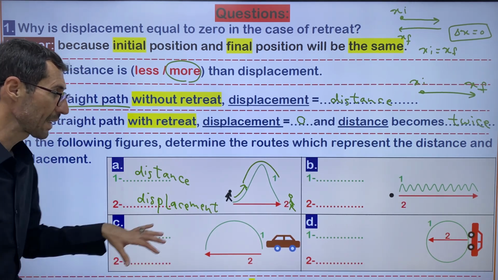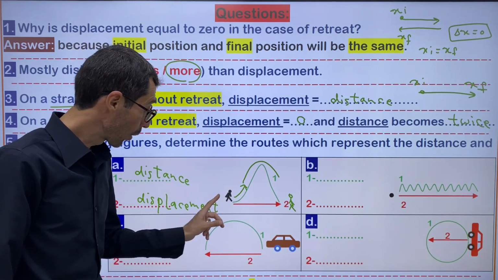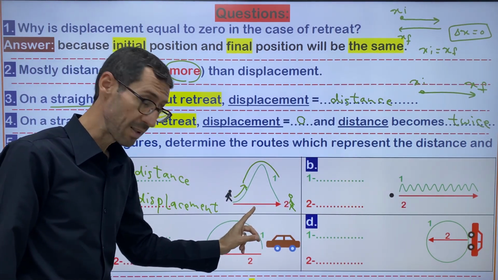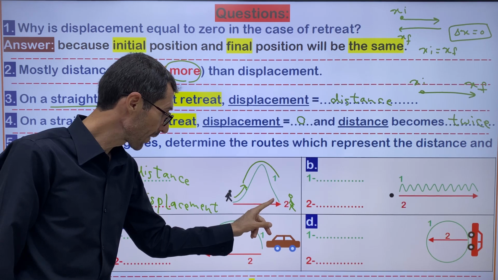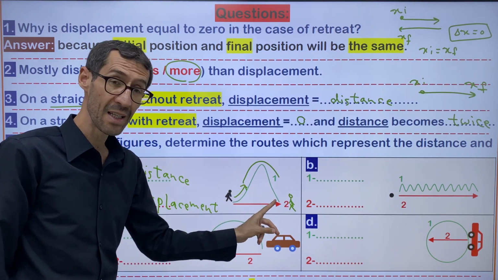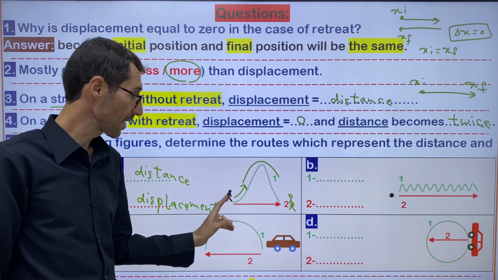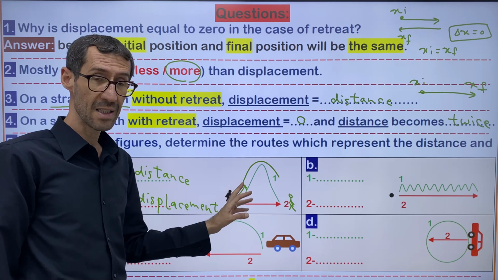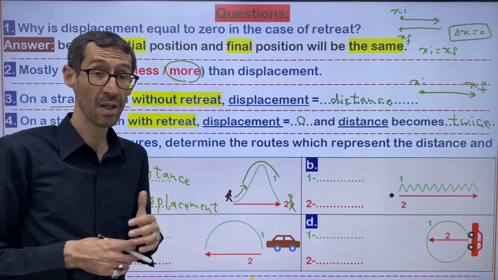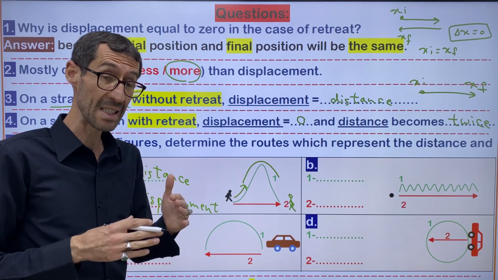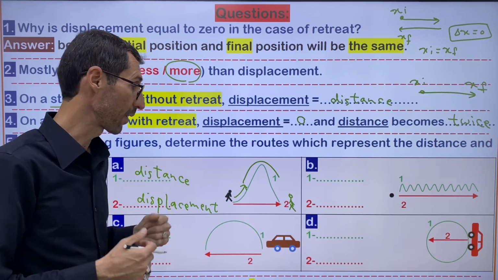So here we can deduce another result. Compare the distance and displacement for the same tourist. Distance is more than the displacement, right? Whenever you measure the distance, you observe that it is more than the displacement. That's why we note that often, or mostly, distance is more than displacement. Often. We don't say always, often.